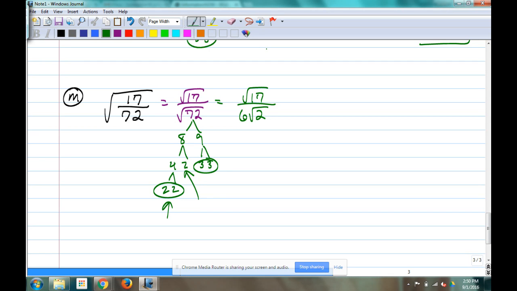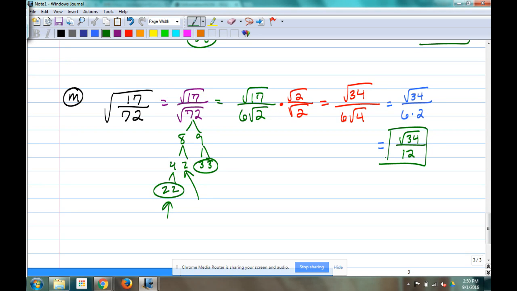Now, what's the problem piece of that denominator? Radical 2. He seems to be an issue a lot. So that's going to give me square root of 34 on top, 6 radical 4 on the bottom. Times 2. So I end up with final answer of square root of 34 over 12. Keep in mind, though, that we would need to try to break down the 34. But I know it came from 17 times 2, and 17's prime, so it doesn't break down any.